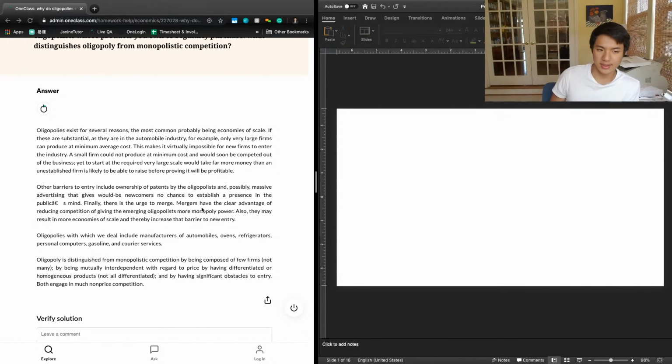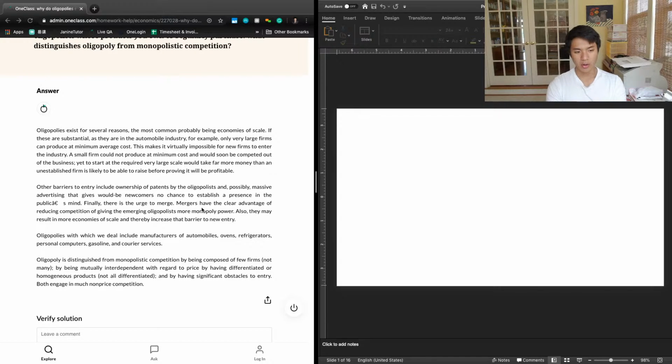the previous year also says other barriers to entry include ownership of patents by the oligopolists and possibly massive advertising that gives would-be newcomers no chance to establish a presence in the public's mind. Finally, there is the urge to merge. Mergers have the clear advantage of reducing competition, of giving the emerging oligopolists more monopoly power. Also, they may result in more economies of scale and thereby increase that barrier to new entry. Oligopolies with which we deal with include manufacturers of automobiles, ovens, refrigerators, personal computers, gasoline, and courier systems.